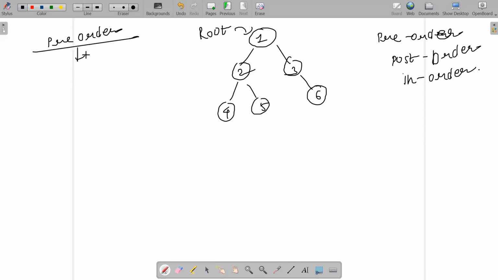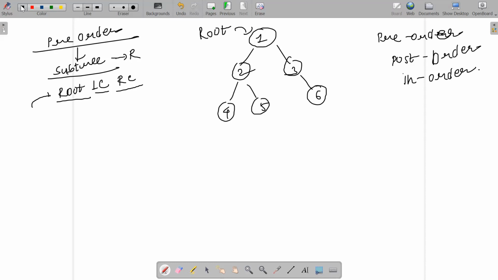See, for pre-order, if you are visiting any subtree, first you have to visit the root. First, the root needs to be visited, then its left child, then its right child. Correct? Getting it? If you are visiting any subtree rooted at node R, how to visit that? You first visit the root, then go to its left child, then go to its right child. This is how the sequence of visiting inside pre-order looks.